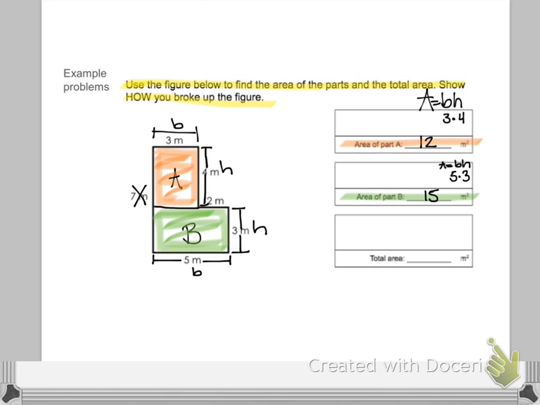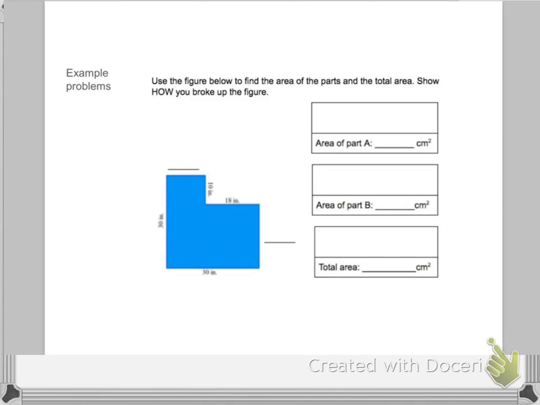In order to find the total area, we're going to take rectangle A and add it to the area of rectangle B. 12 plus 15. If you need to use a calculator for this skill, you absolutely can. 12 plus 15 is going to leave us with 27 meters squared. Let's take a look at one more example problem.